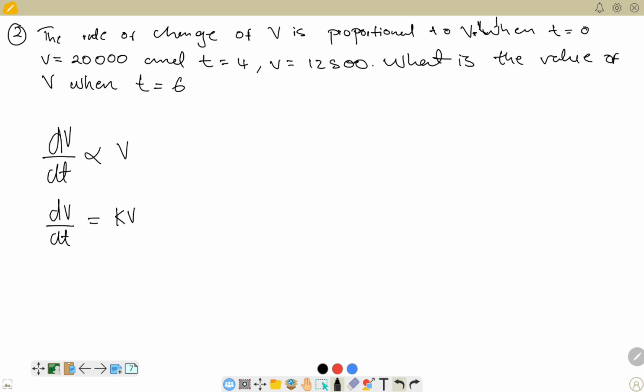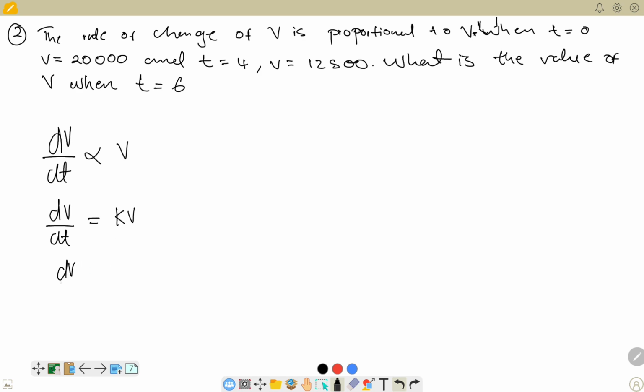If we introduce the proportionality constant, we'll have dv over dt is equal to kv. So now, we are given the value of v when t is 0, and also the value of v when t is 4, and we want the value of v when t is 6. So how can we do that? Firstly, we will need to integrate. We integrate by separating the variables again.